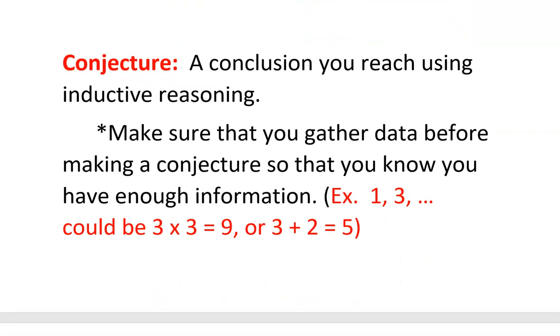What's a conjecture? I talked about that at the beginning. A conclusion you reach using inductive reasoning. Make sure that you gather data before making a conjecture so that you know you have enough information. For example, 1 and 3. There's not enough information given two numbers because you could add 2 to each number. You could multiply by 3 to get each number.